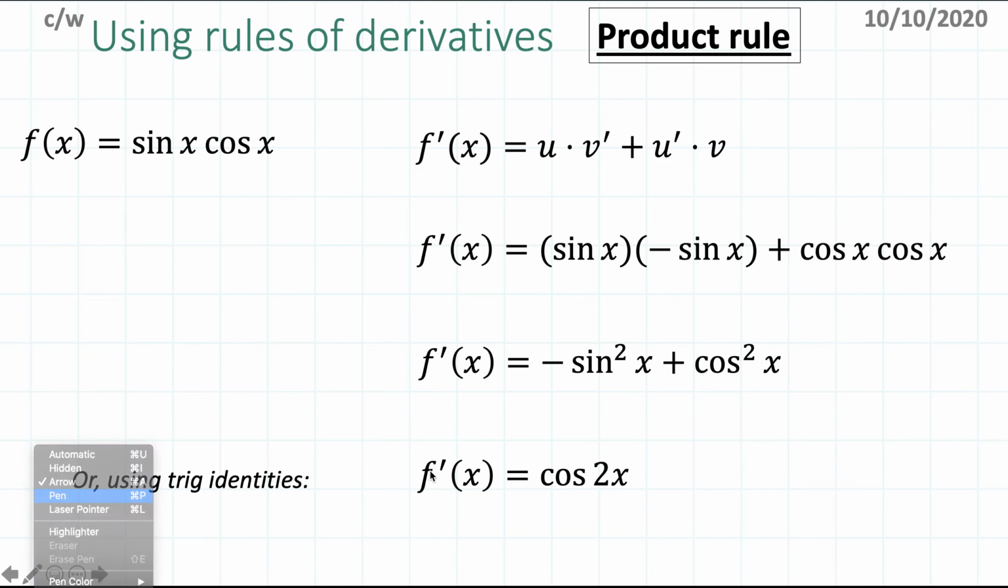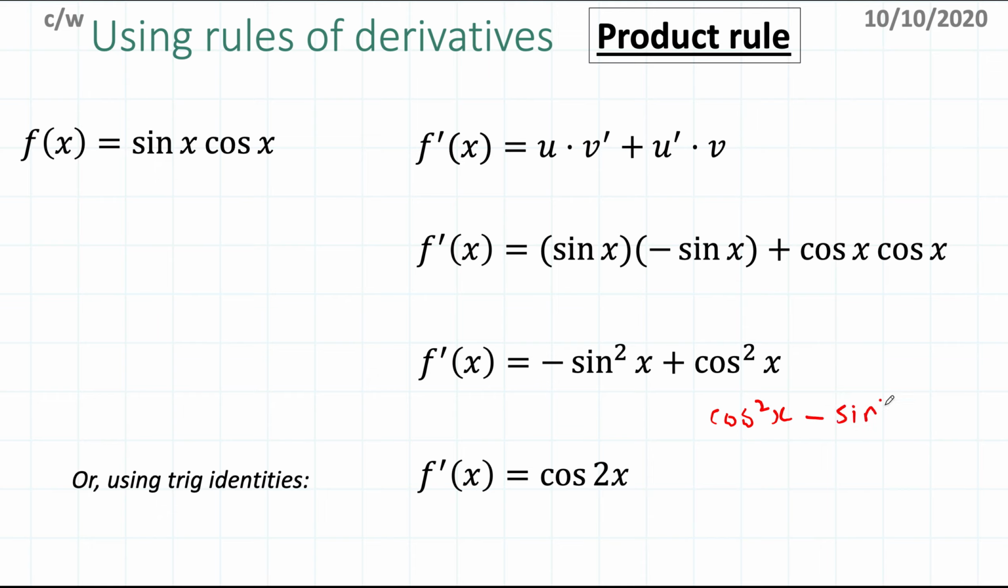The trig ratio for this one is commonly written as cos squared x minus sine squared x. That's going to be cos 2x. So these will be helpful either in simplification or in the beginning.